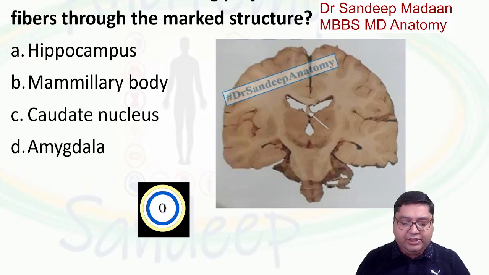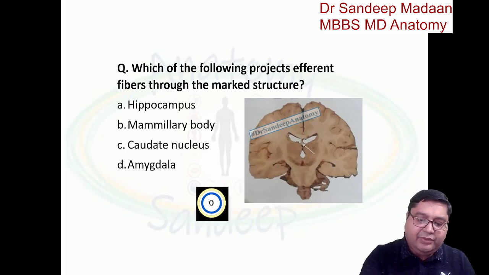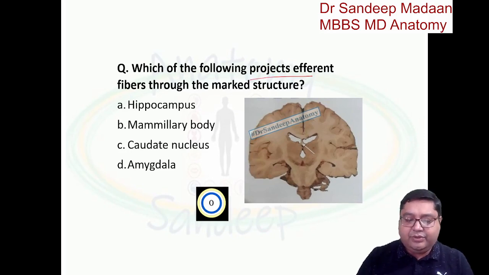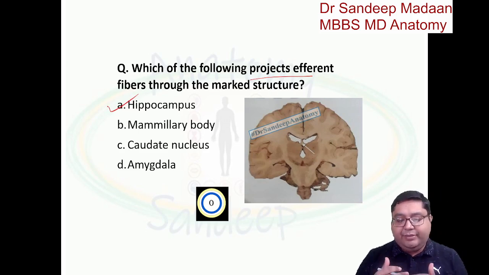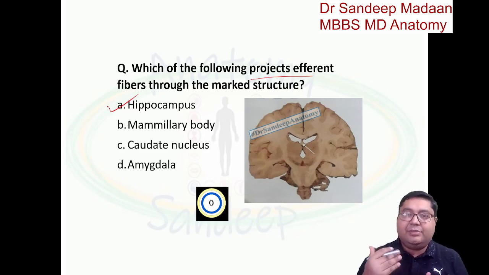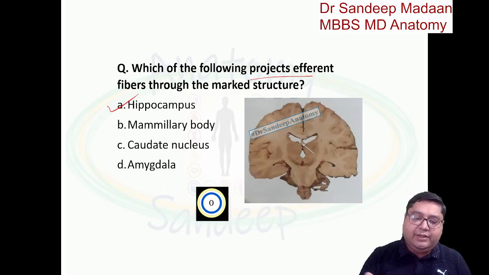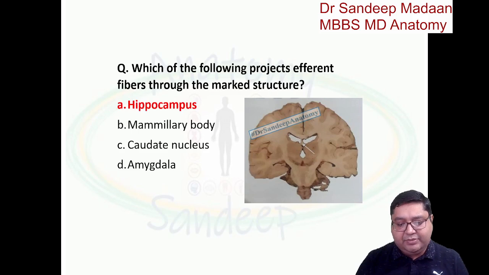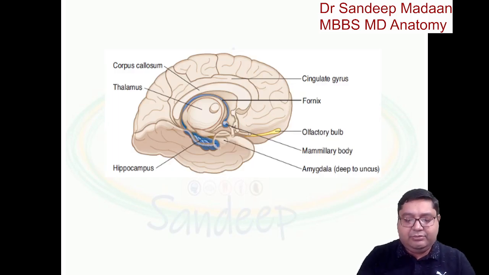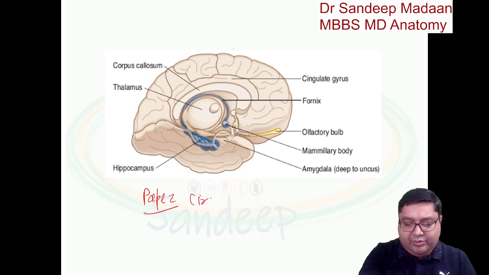Now the question asks which of the following structures projects the efferent fibers that form the fornix. The answer to this question will be hippocampus, because the hippocampal efferent fibers are nothing but the fornix, and they will be reaching the mammillary body. Let me explain it this way. We have one circuit called the Papez circuit, and to understand this Papez circuit, we can remember one mnemonic called Hippomase.